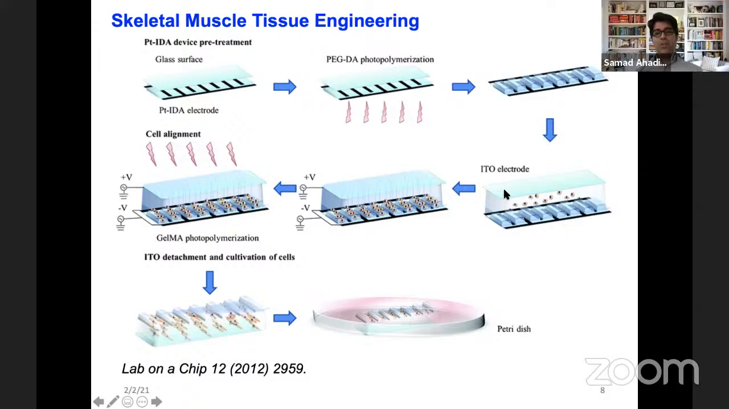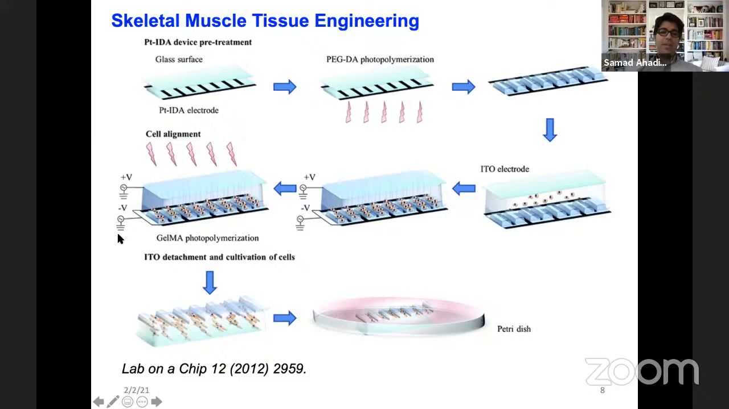After that, we mounted the ITO, indium tin oxide, electrode on top of the coated Pt electrode, and then we introduced the cells encapsulated in the GelMA pre-polymer. By applying the AC electric field, we induced the DEP forces, and in a short time, as you will see later, we got alignment of the cells inside the GelMA pre-polymer. After getting the cell alignment and patterning, we polymerize the GelMA pre-polymer, and this way we fix the position of the cells inside the GelMA hydrogel.